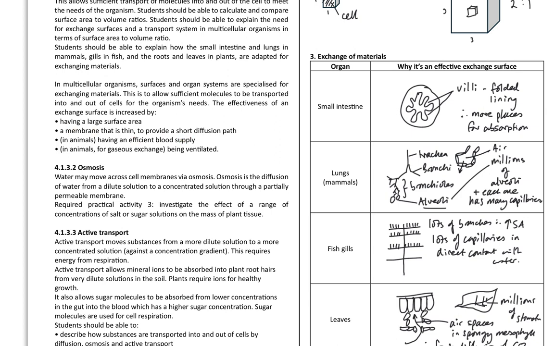Efficient blood supply. So I've talked about lots of blood in the alveoli, lots of blood in the capillaries. Sorry, there's lots of capillaries in the fish gills. I could even talk about that in the villi. They're full of blood vessels as well.